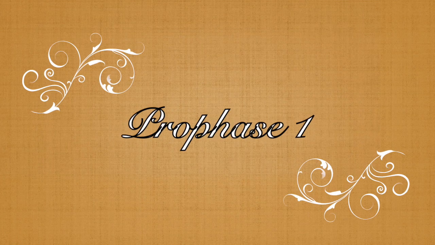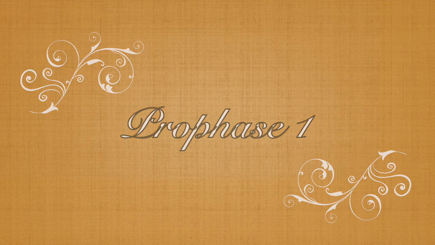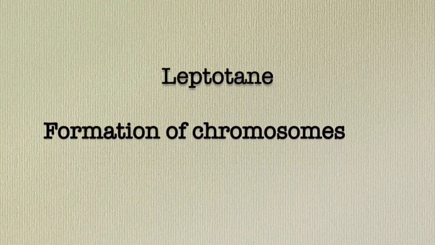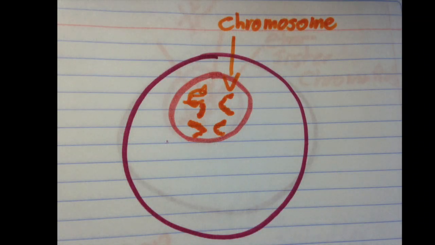Prophase 1 is basically the same as a regular prophase. We have some extra steps. In the leptotene stage, chromatin condenses into chromosomes. We also have this step in regular mitosis. In this image, we can see the chromatin condensing into the chromosome.